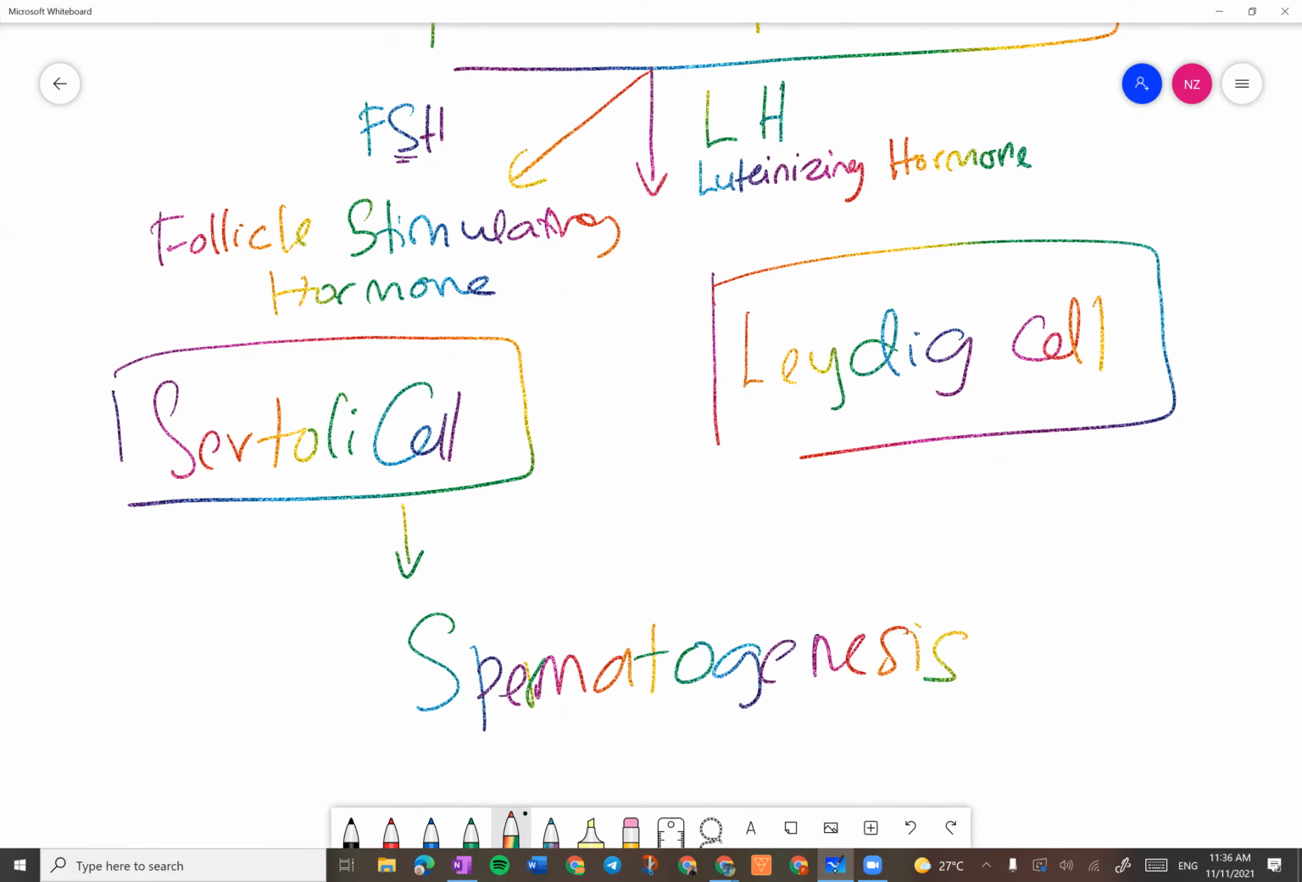Sebab dia yang akan menyebabkan the spermatid to have the kepala, leher dan juga ekor. Betul? Okay. Leydig cell pula dia buat apa? Secrete testosterone. Good.